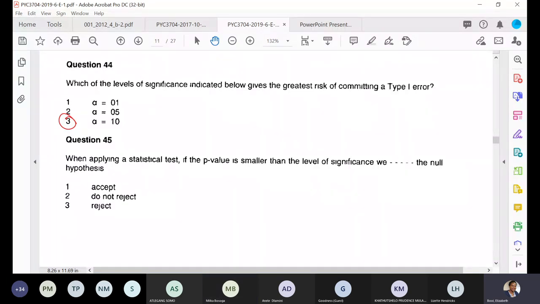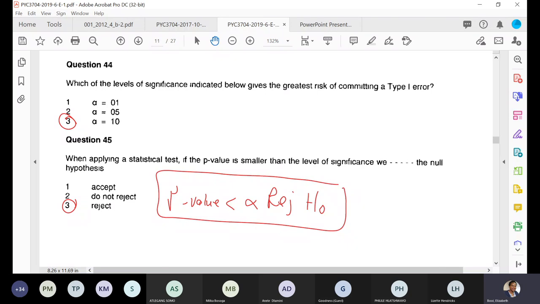Okay. So when applying a statistical test, if the p-value is smaller than the level of significance, we what the null hypothesis? Number two. Reject the null hypothesis. And that is the rule. That's the rule that you need to know, and it should be in your mind all the time.